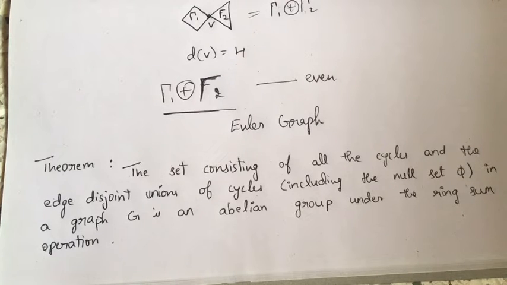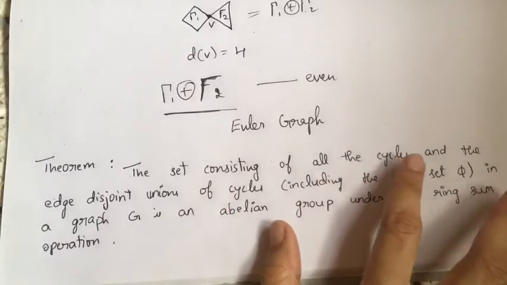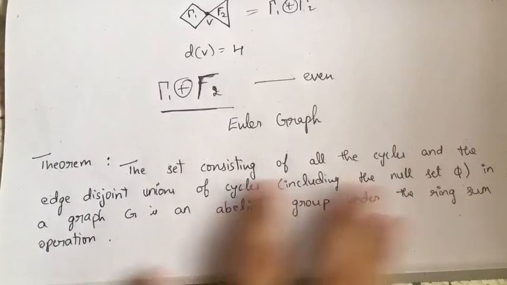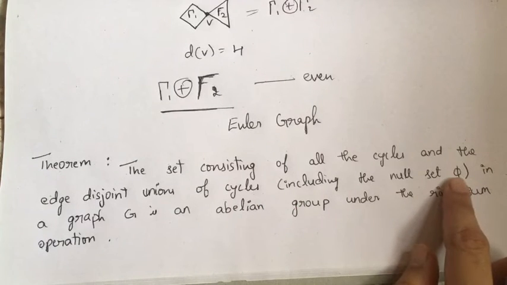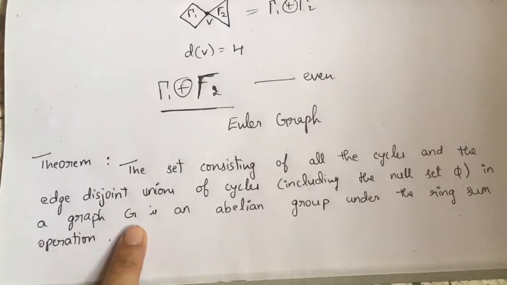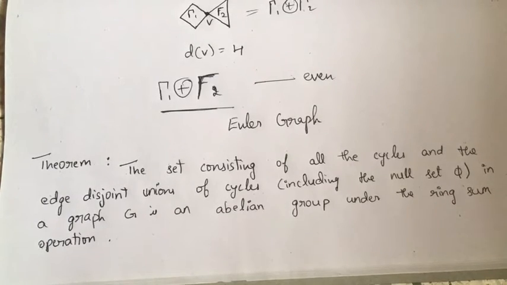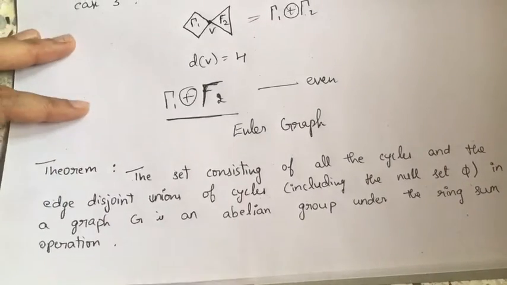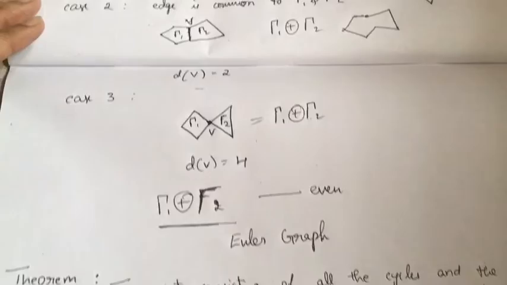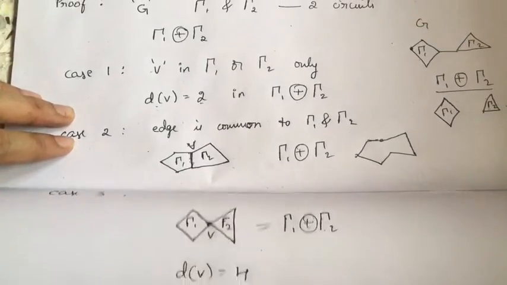So the theorem says the set consisting of all circuits and the edge disjoint union of circuits including the null set or null graph phi in a graph G is an abelian group under the ring sum operation. So let us prove this now. What has to be true when I have to prove any set is an abelian group? I have to prove 5 axioms, that is closure law, associative law, identity law, inverse law, and commutative law.